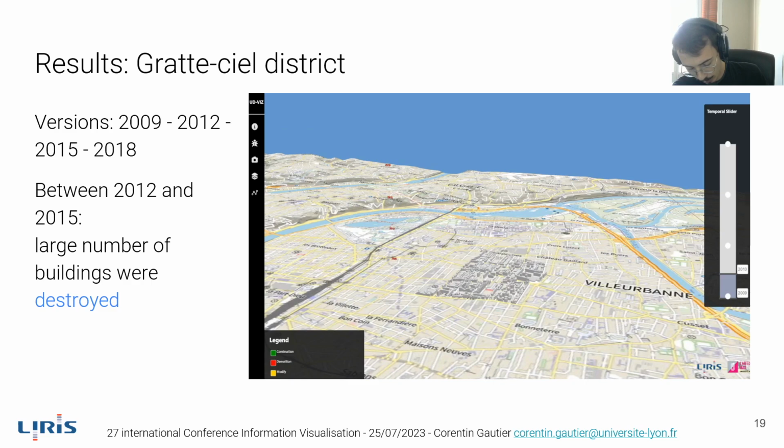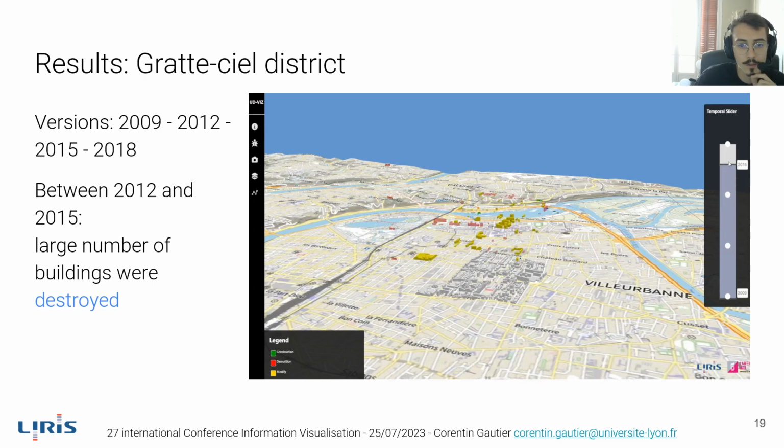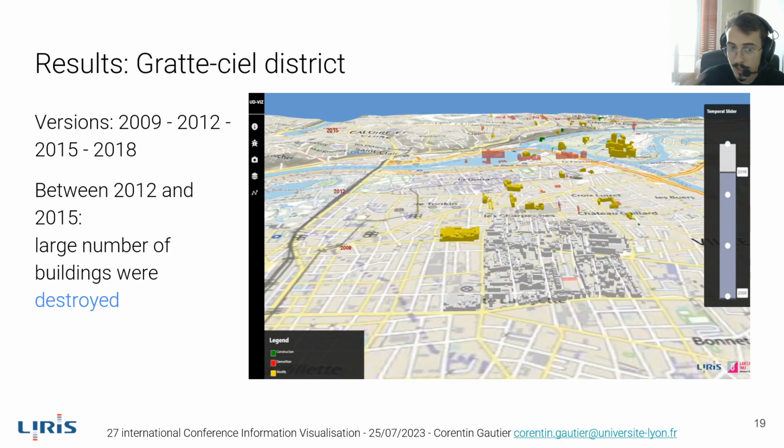Now we have applied our work to two different use cases. These two use cases come from the open data of Lyon in France. We have tried it on the Gratte-Ciel district in Villeurbanne in Lyon. So we have a little video to show what kind of transaction there is and what we can see.